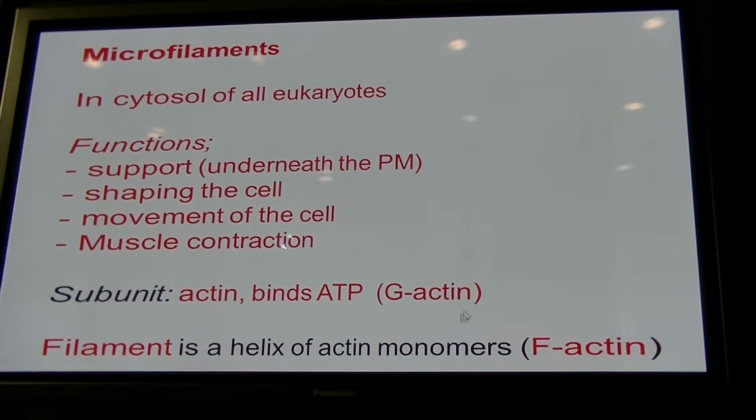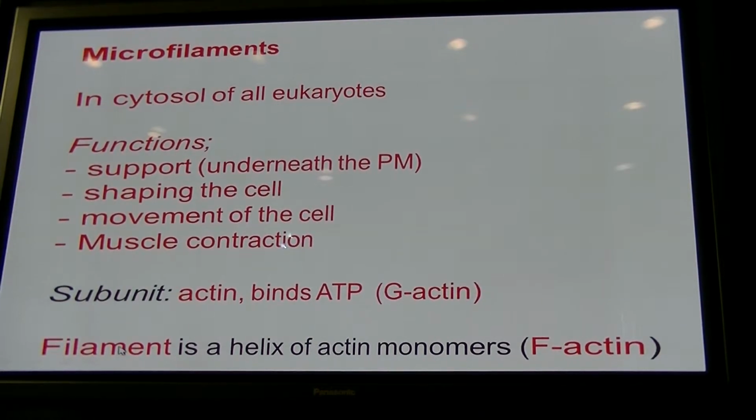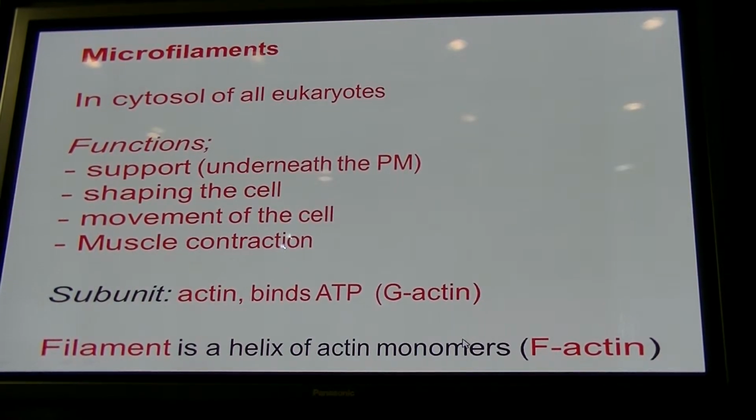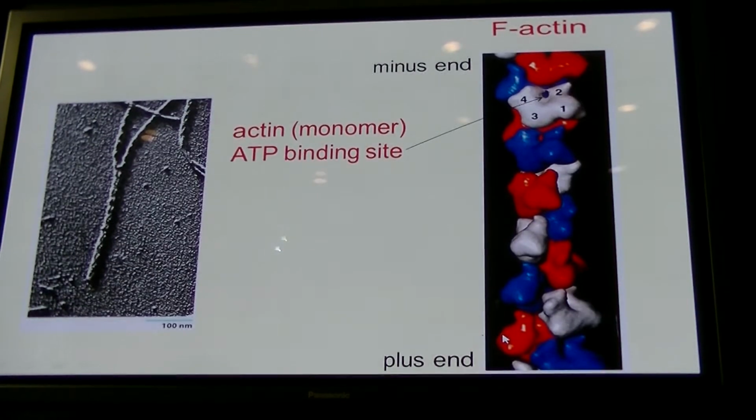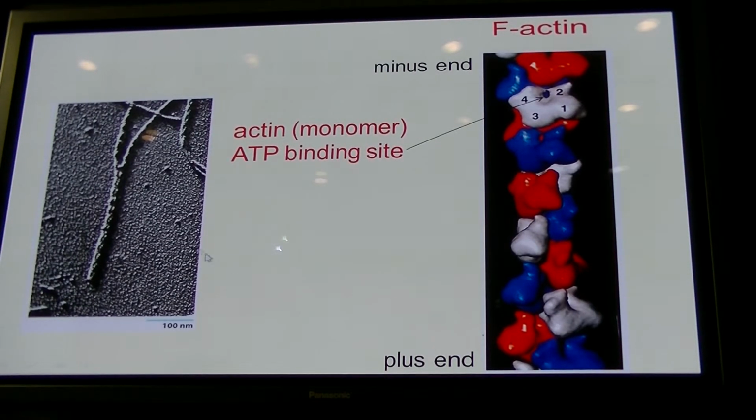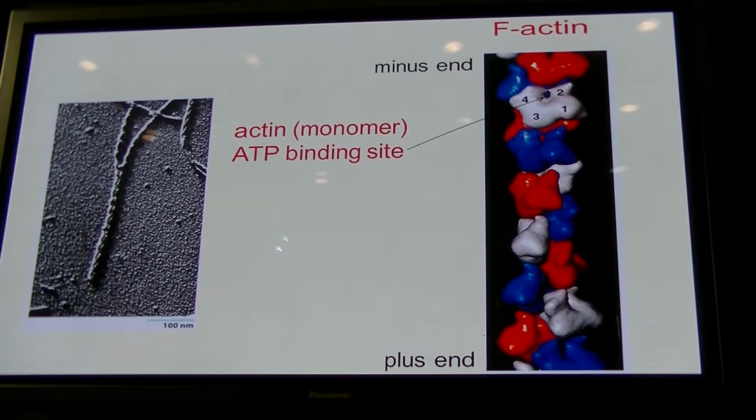Now, if actin becomes incorporated in a microfilament, then we speak of F-actin, filamentous actin. So that globular actin, that's just the monomer, filamentous actin, that's many actin put together in a filament. And here we have a shadowing picture of an actin filament.